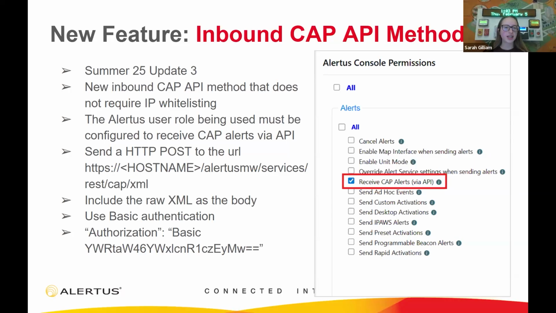To send an alert, an external system will perform an HTTP post to the specified URL for your Alertus system, including the alert information as raw XML in the body. Finally, the connection is secured using basic authentication, which confirms the sender's identity to ensure secure communication.